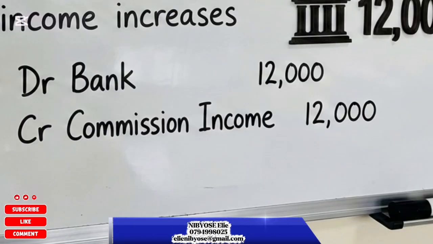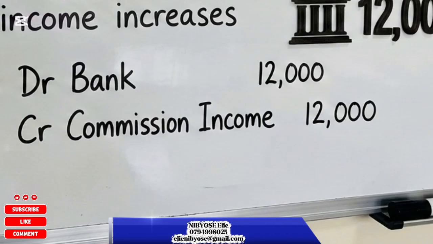So on 18 October, the commission received of 12,100 francs by check. So here the bank increases and the commission also increases. Because we received this commission by check, it means that our assets have been increased on the bank account because the transaction is made by check.